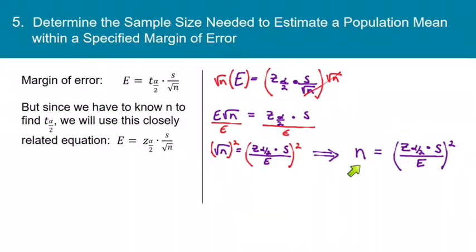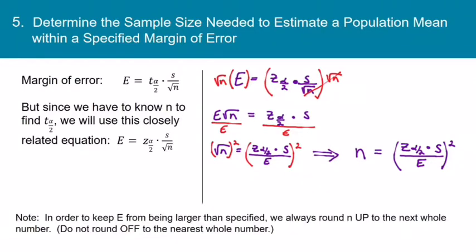So what we need to do is just always round up. In order to keep e from being larger than specified, always round up to the next whole number. Don't round off to the nearest whole number. So even if this came out 18.02 or something like that, I would still round up to 19.